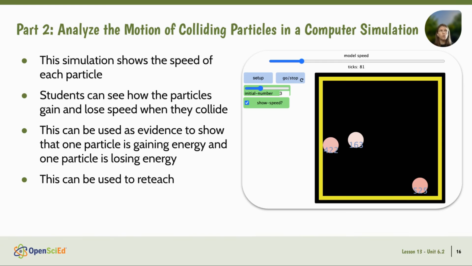In part two, we analyze the motion of colliding particles in a computer simulation. This is a demo, and you don't spend a lot of time on it. But in the simulation, I like how you have the option to show speed because it shows that one particle is gaining energy and one is losing energy when they collide. This is really great evidence for students, and it's also great to reteach students that idea of gaining and losing energy in particle collisions.